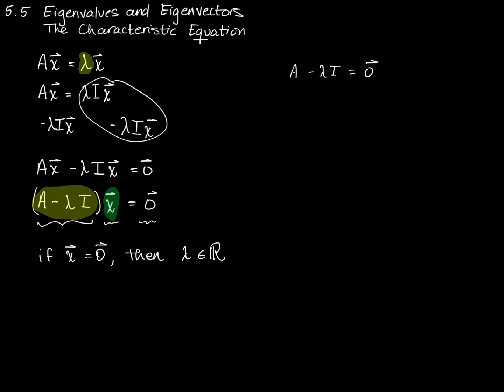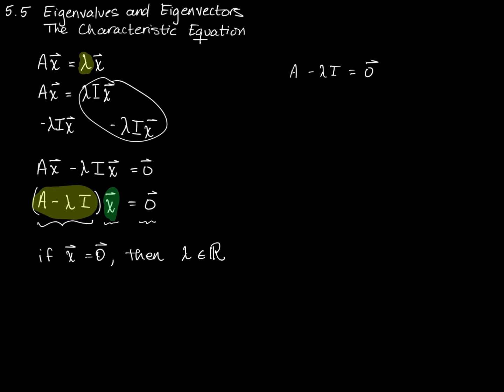Because of our inclusion of the identity matrix up here, we know that A and lambda I, which is a scaled matrix, are the same dimension. So we can get away with this subtraction, and we want the result of that subtraction to be zero in order to figure out what lambda is.